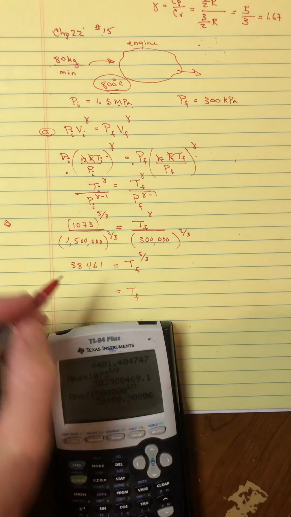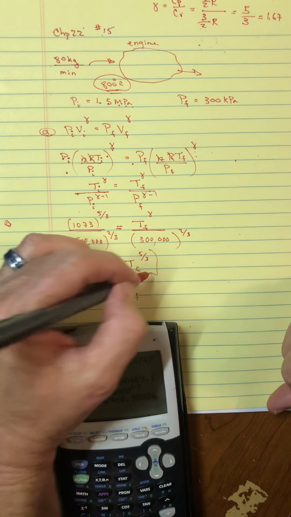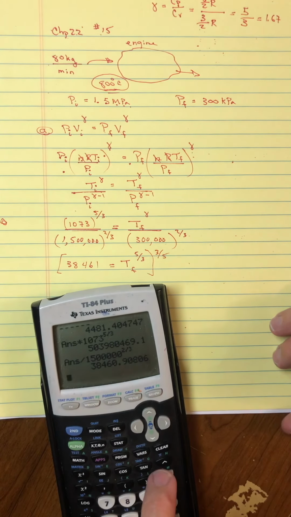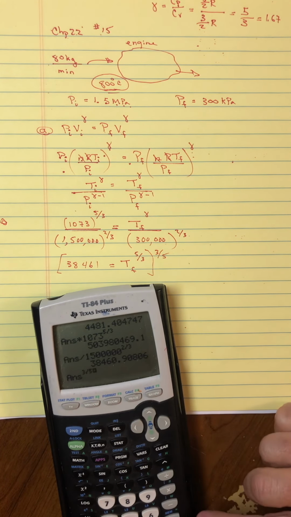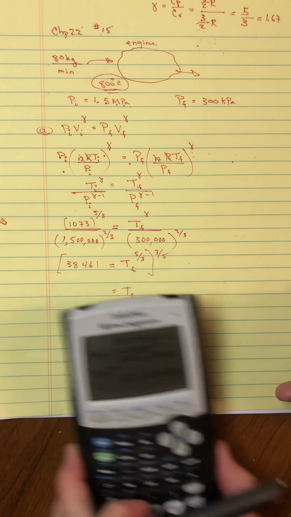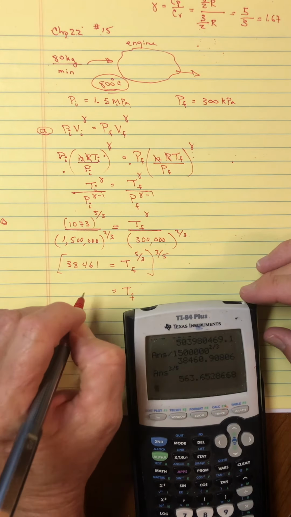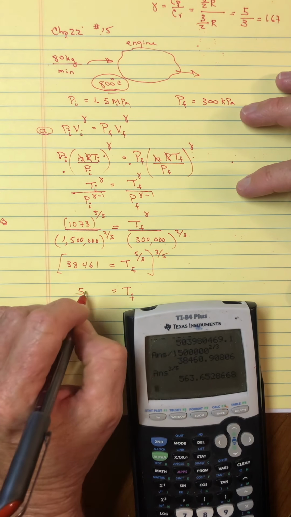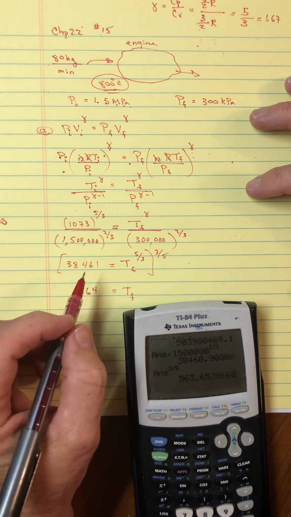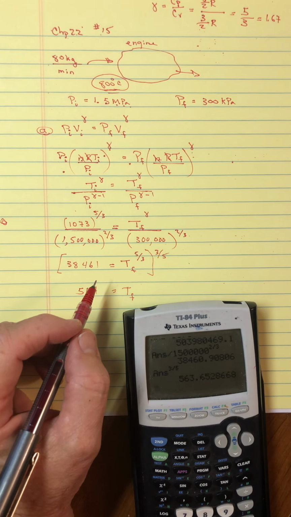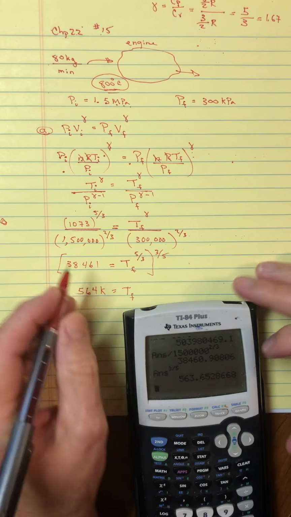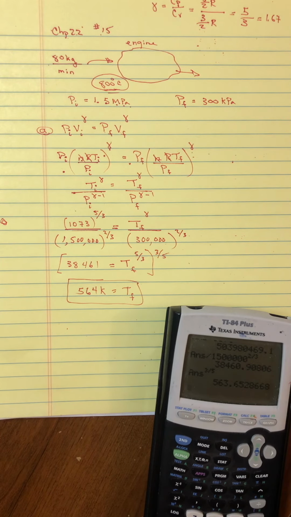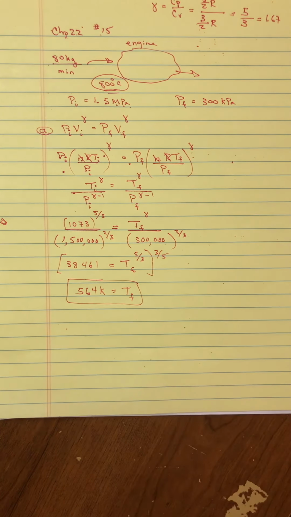So then the final temperature, I would say let's raise both sides to a power of 3/5. Okay, so raise it to a power of 3/5. And so this comes out to be a final temperature of 560.4. And I've done everything in absolutes, and so this would be Kelvin. And so there's the A. What is the final temperature?